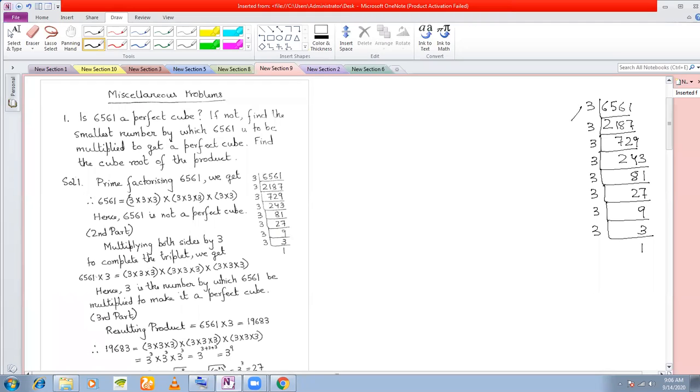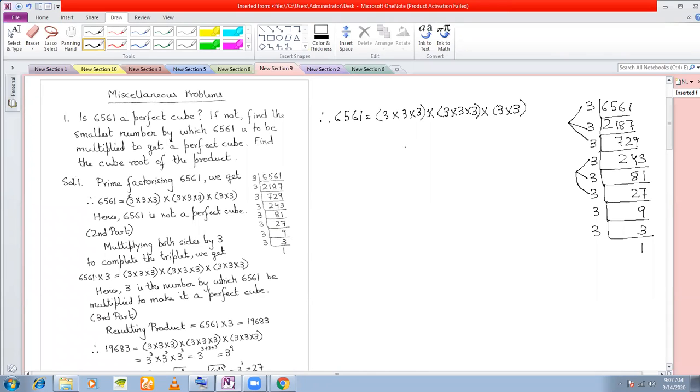So let's see what triplets are formed. This is one triplet that is formed. This is another triplet that is formed. And does this form a triplet? No, this does not form a triplet. So therefore you write 6561 is equal to the first triplet, the next triplet, and finally you don't have a triplet. You have a doublet here.